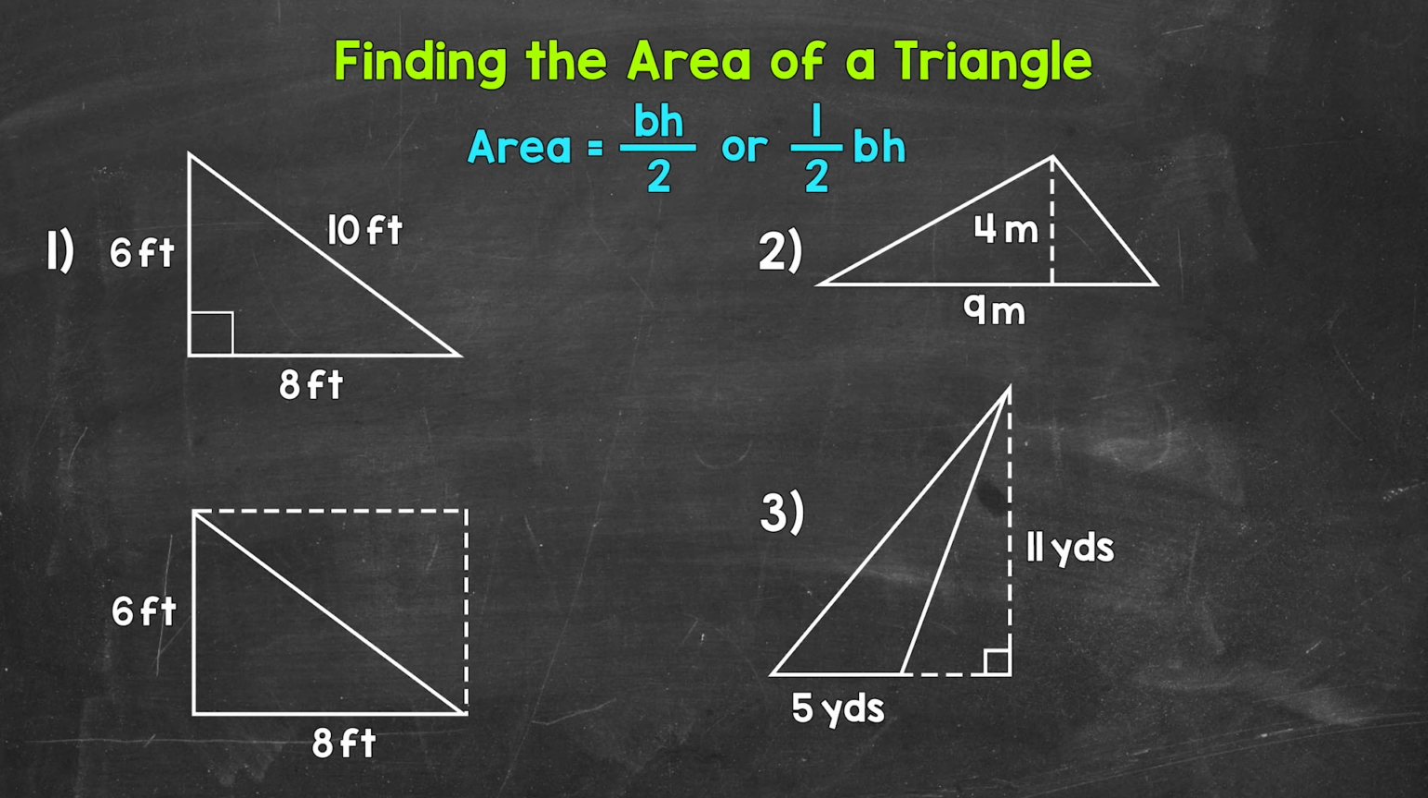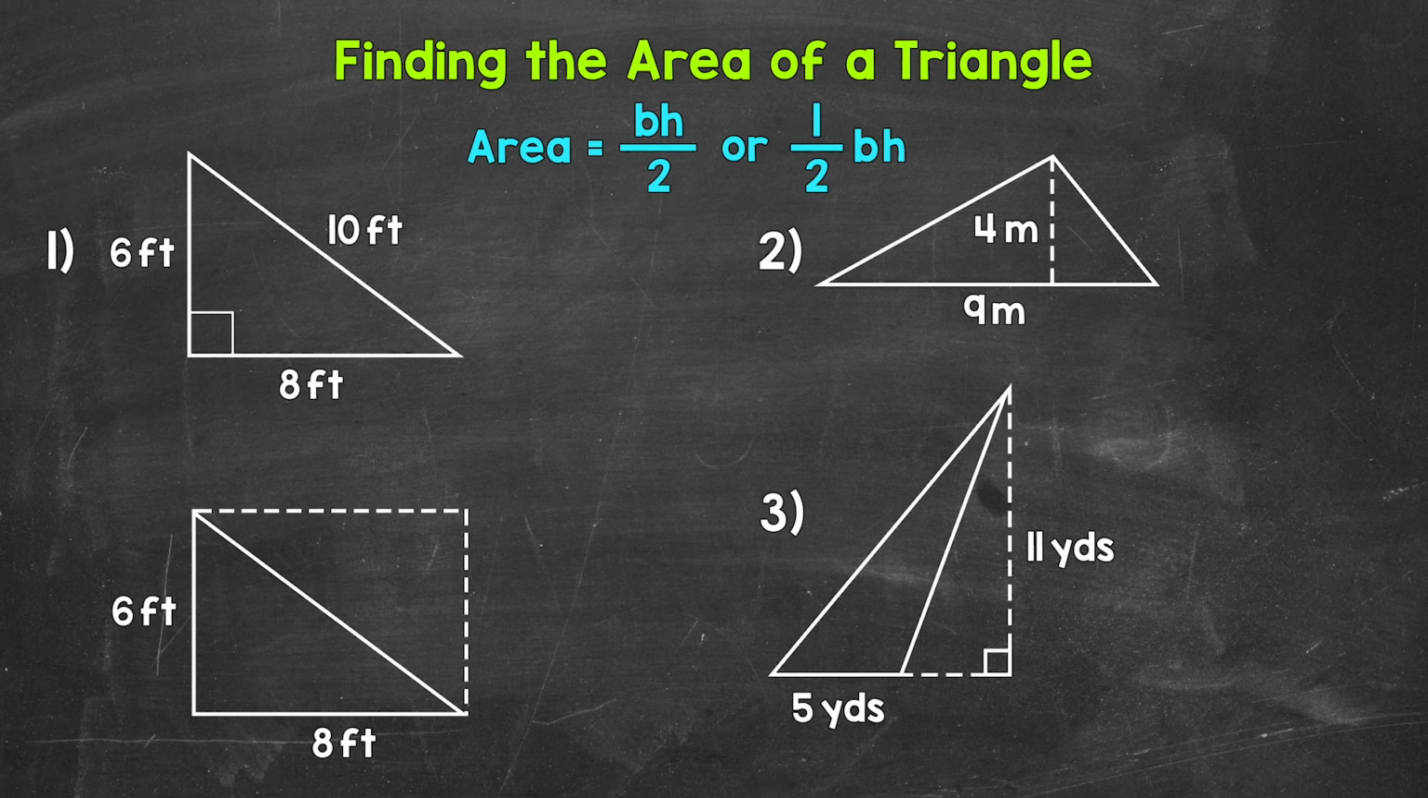In this video, I'm going to cover how to find the area of a triangle. And remember, area is the amount of space or surface something covers. We can either use the formula base times height divided by 2, or 1/2 times base times height. Dividing by 2 and multiplying by 1/2 are the same thing. They're going to give us the same result. So either formula will work and give us the correct area.